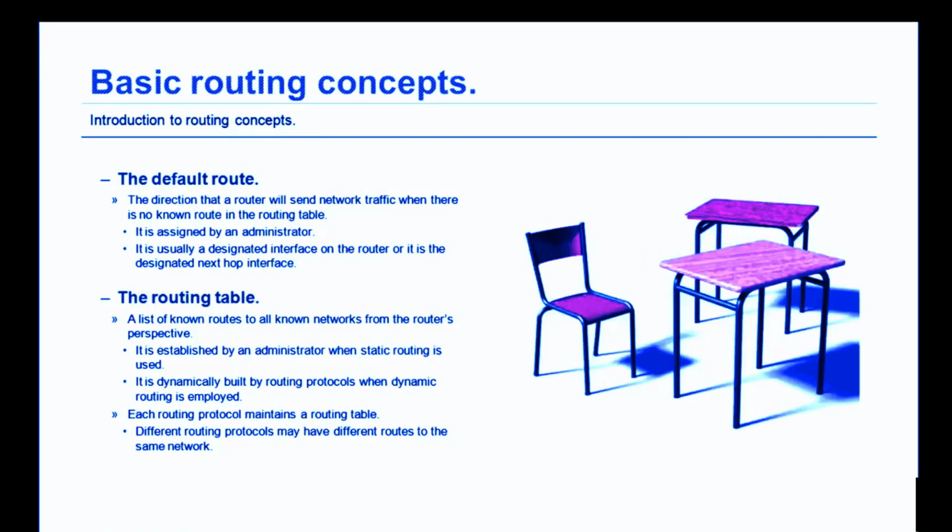The routing table is a list of known routes to all known networks from the router's perspective. It is established by an administrator when static routing is used. It is dynamically built by routing protocols when dynamic routing is employed. Each routing protocol maintains its own routing table. Different routing protocols may have different routes to the same network.